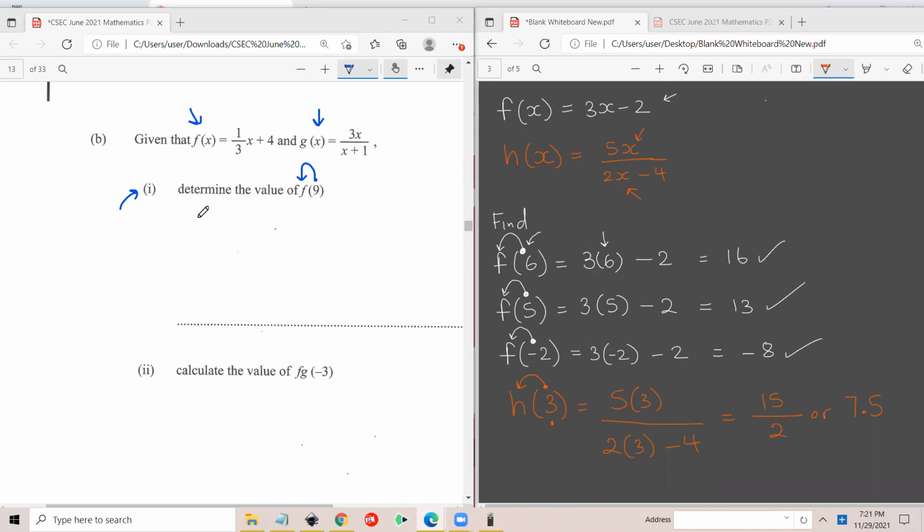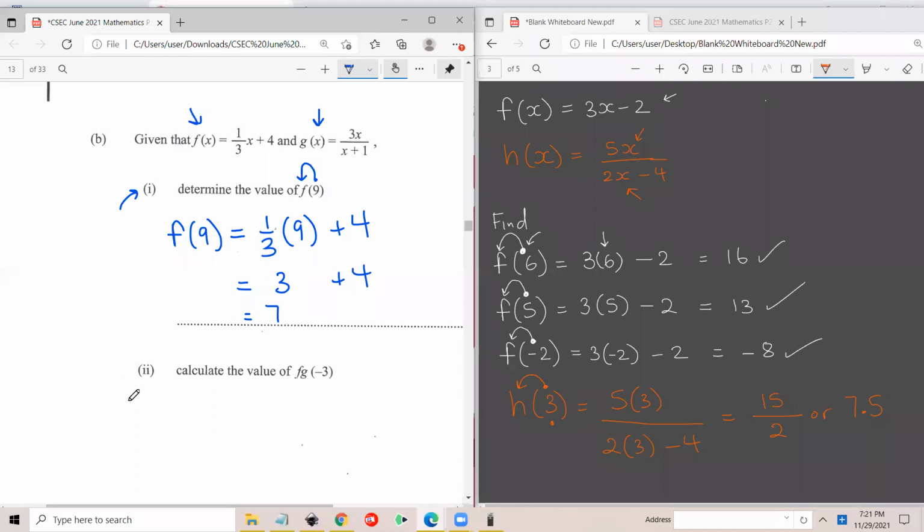Right, so F9, well, I'm going to write all the work in here. It will be 1/3. You throw away the x, you replace it with 9 plus 4. 1/3 of 9 is 3 plus 4. The final answer is 7. As simple as that.